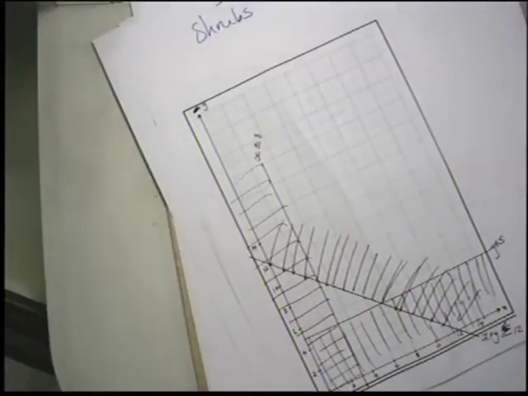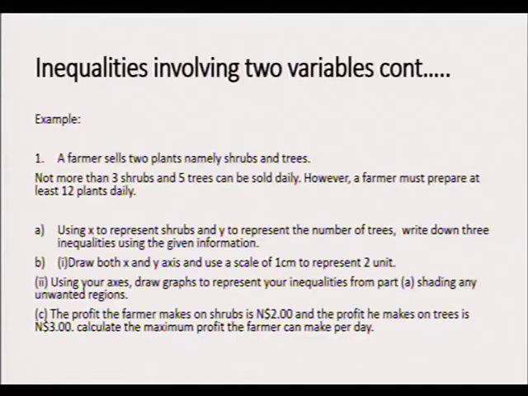Now you can see there's a triangle inside there which is not shaded. All right, okay, Roman 2 is done. And then the last question is C. Work out the profit. The profit the farmer makes on shrubs is $2, and the profit he makes on trees is $3. Calculate the maximum profit the farmer can make per day.